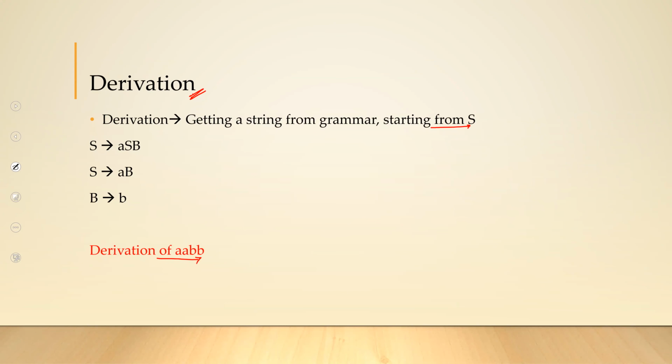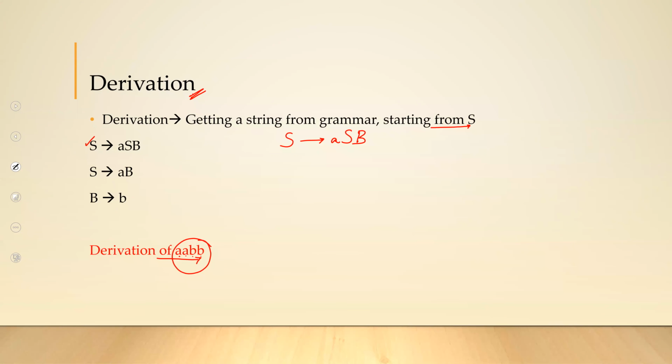Whenever you try to derive any string or any component of a language, you should always start from your start symbol or the first rule in your production. So I'll write my derivations over here. S gives A S B. This is my first derivation. Very simple. At the end of the day, I should be able to get AABB by replacing with all these rules. So let us try doing it.